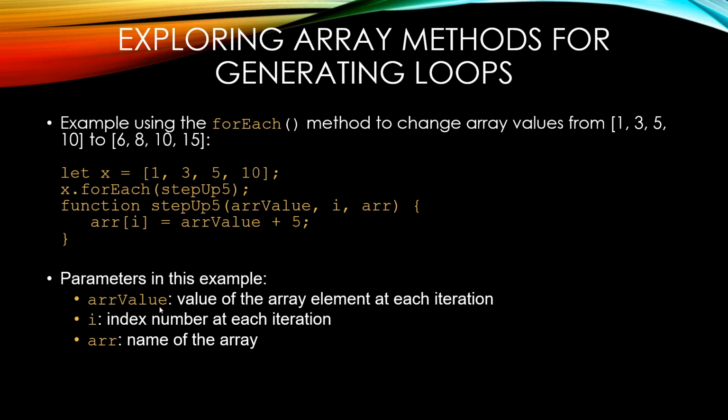Your array value is the value of the array element at each iteration. i is your index, and array is the name of the array.